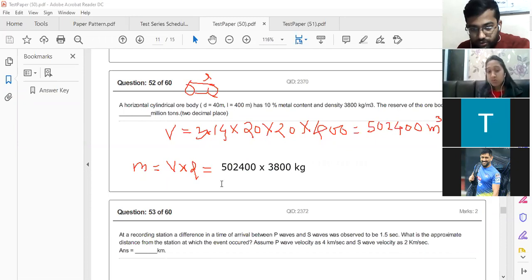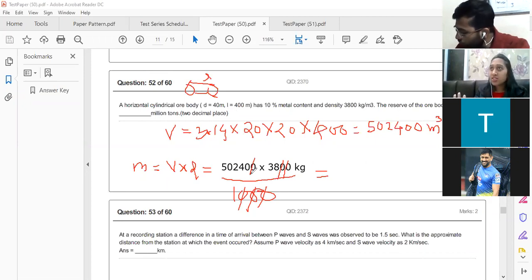Now convert kg to ton. For conversion of kg to ton, you need to divide your answer by 1000. Now you have the answer in ton. So let's say 3 zeros cancel. You multiply this, you will get 1909130 in ton.